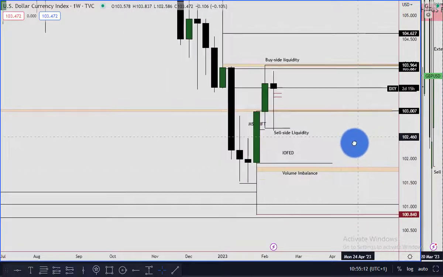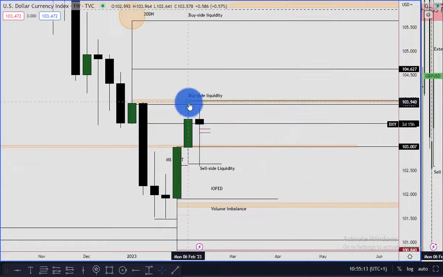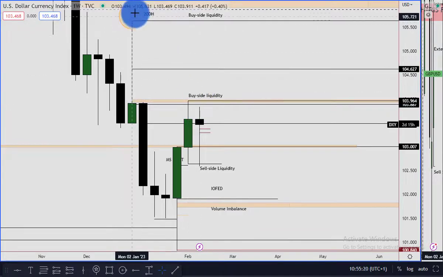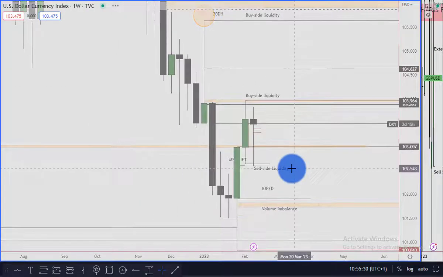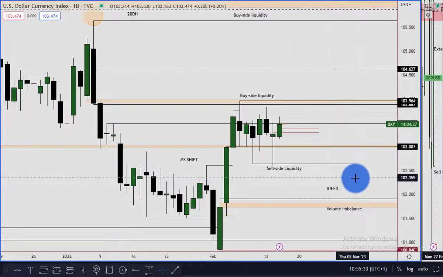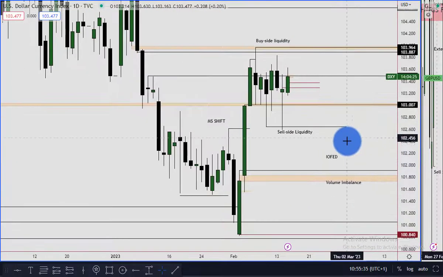Where is the dollar going to go? We expect the dollar to take out the previous weekly high, which is buy side liquidity residing above it, and the buy side liquidity residing above the previous 20-day high of the daily time frame. Okay, so let's go down to the daily time frame as well to have a picture of where the dollar is going. Okay, so this is the daily time frame.